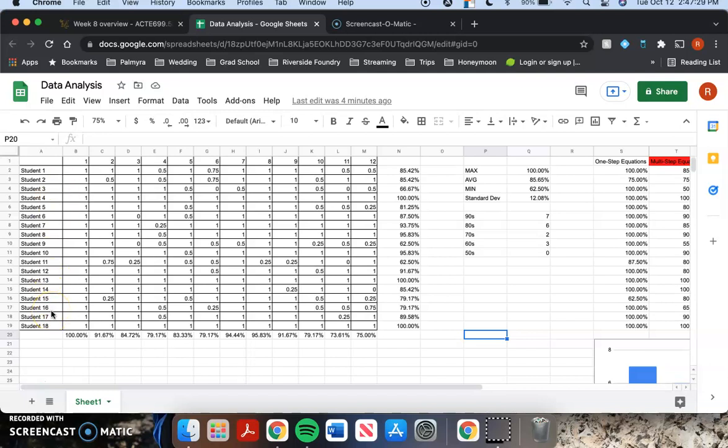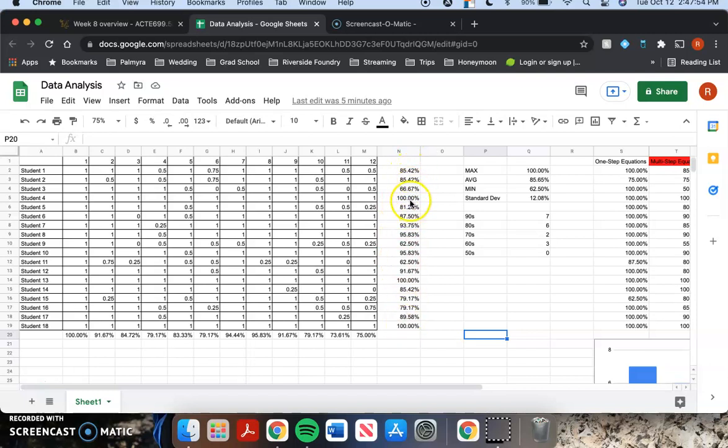the 12 questions in each case. A 1 represented that they got a full credit score. If you see the 0.75 here, that means that they got 3 out of 4 correct. Obviously 0.5 is half credit, and then 0.25 is 1 out of 4, and zeros means they got it completely incorrect. In this column here, you'll see the test scores that they got.